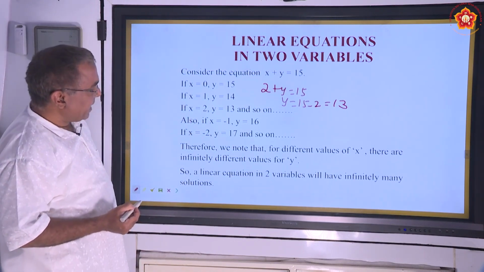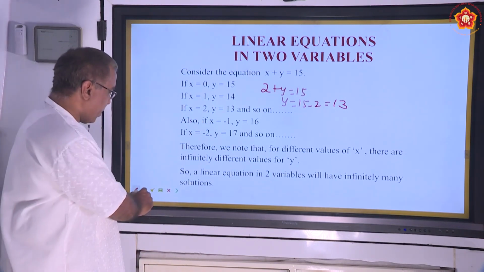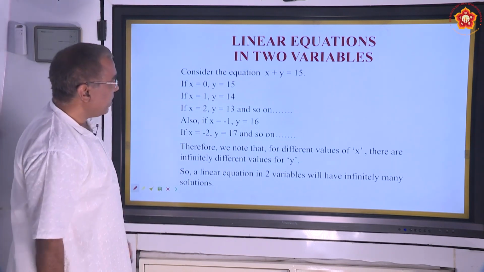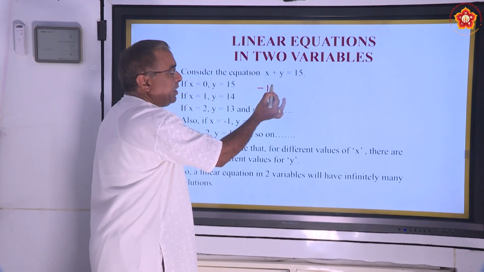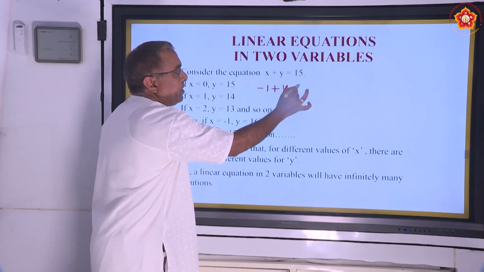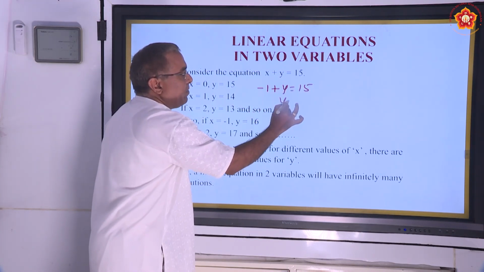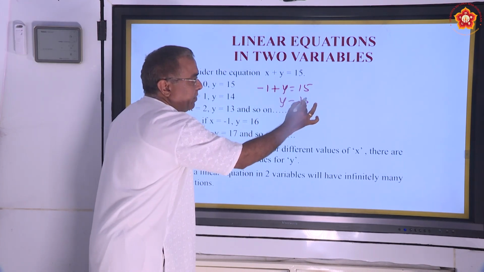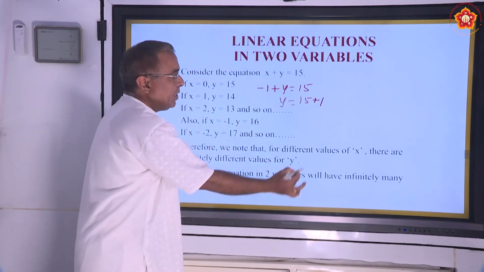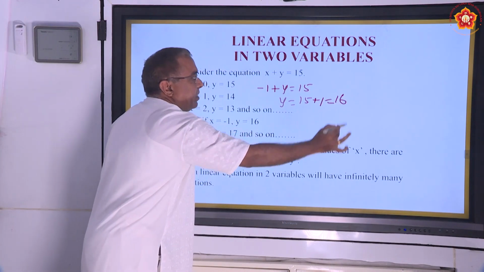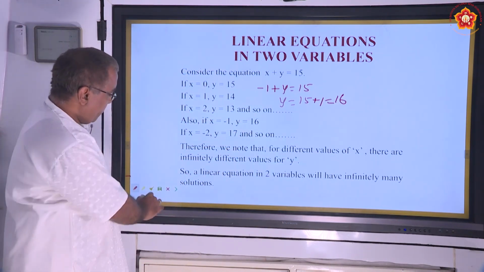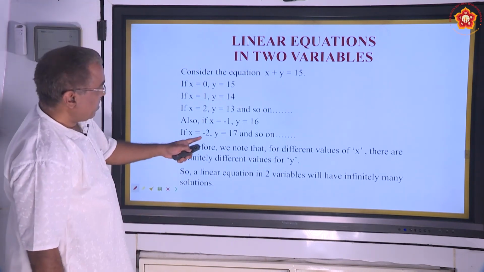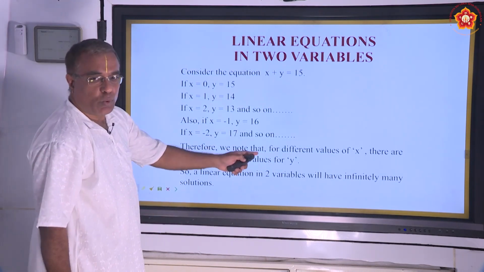Similarly, let us take some negative values of x also and observe what happens. If x equals negative 1, again substitute in the given equation, it is going to be minus 1 plus y equals 15. So, y value is 15 plus 1, when it goes to the other side it becomes plus 1, that is 16. And similarly, x equals minus 2, we have y equals 17, and so on.